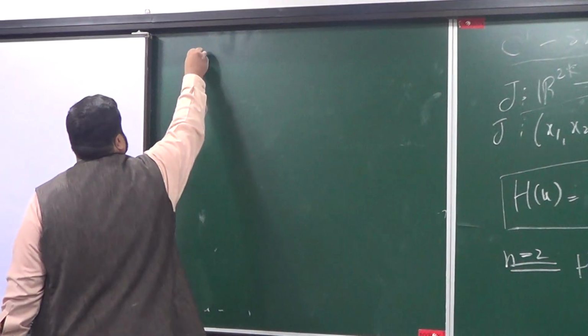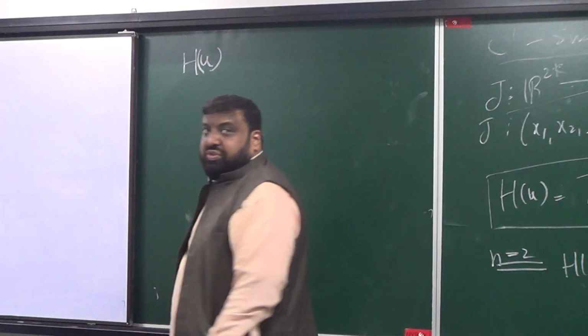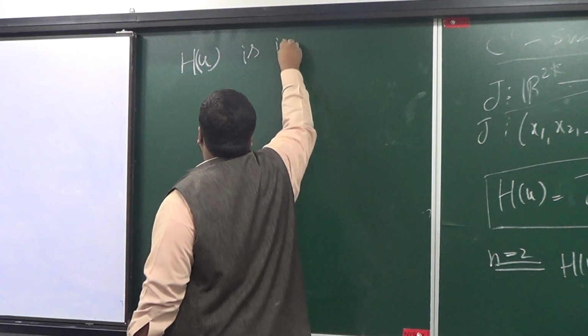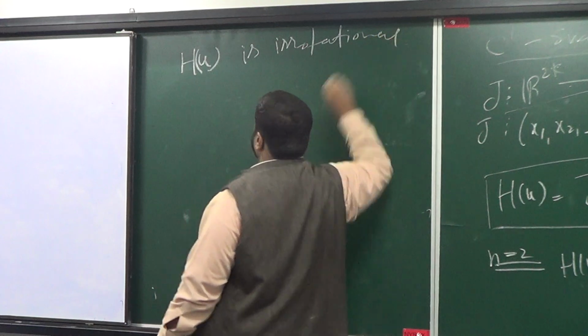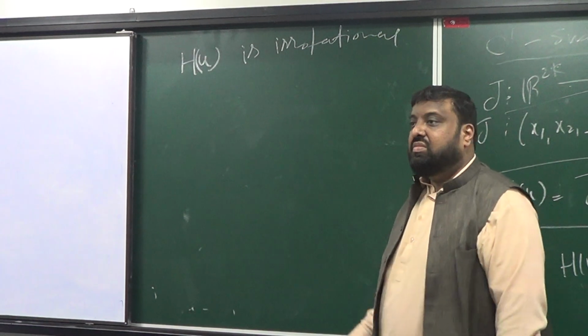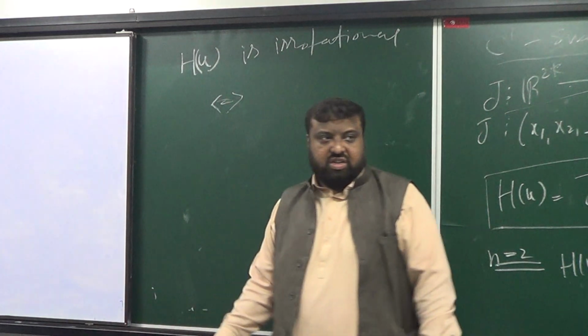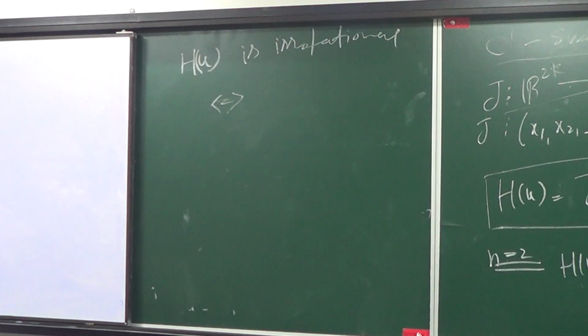Now I want to ask a question. When H of u, the Hamiltonian of u, is going to be irrotational, कब होगा irrotational? When will it be irrotational? J को हम define करेंगे दूसरे तरीके से. कैसे? J mapping.